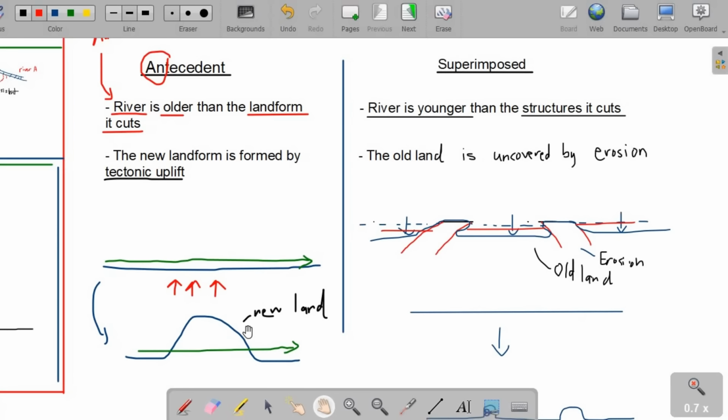So I need you to note those. Here we see erosion, there we see tectonic upliftment. Here the river is younger, here the river is older.